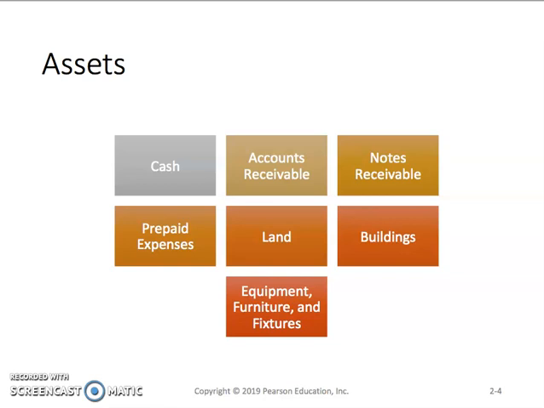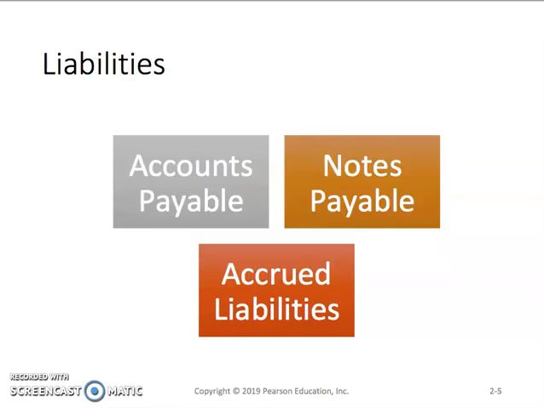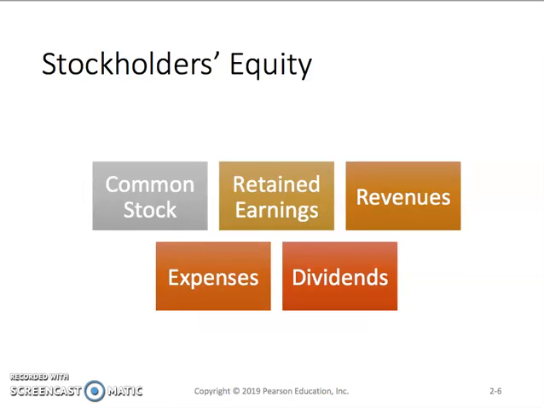Same thing with liabilities. You'll have your accounts payable, your notes payable, where you owe somebody money, and accrued liability, where someone's prepaid for a service or something like that. And then finally you have your shareholders' or stockholders' equity. This is going to be common stock, retained earnings, revenues, expenses, and dividends. So that's your chart of accounts. It has all of the accounts that come into play for a particular business, and this, again, is going to be given to you.